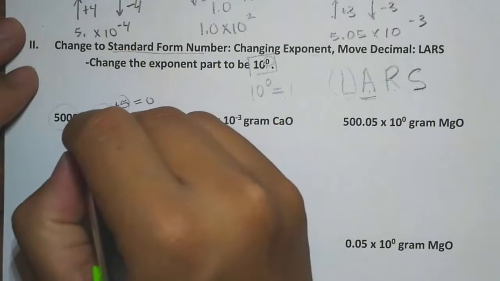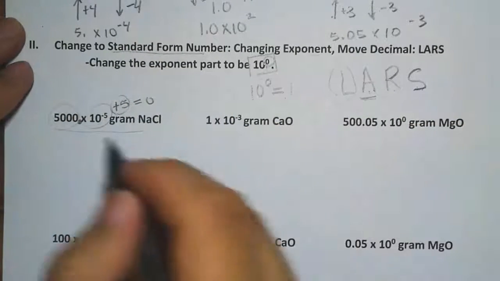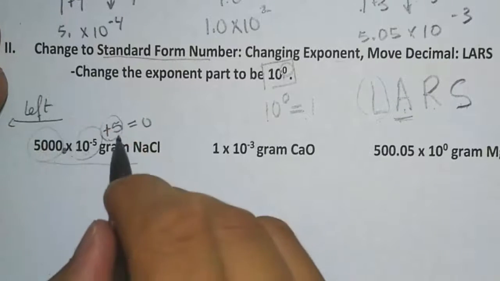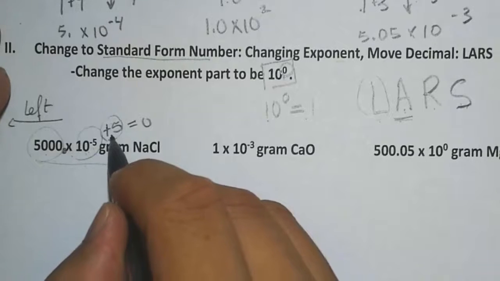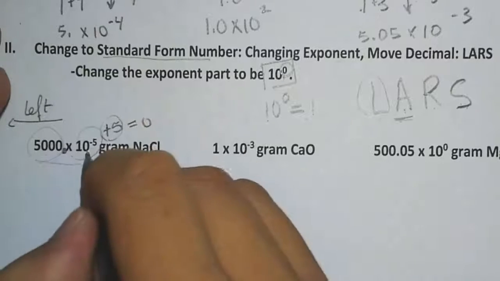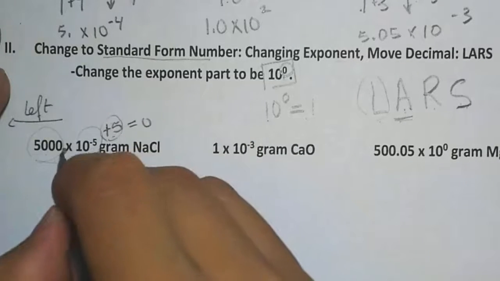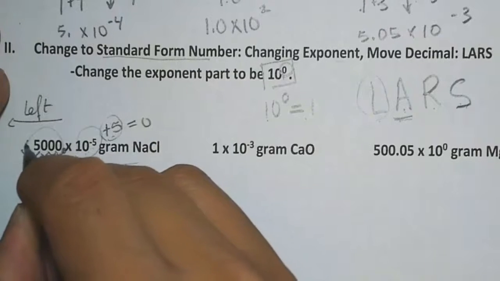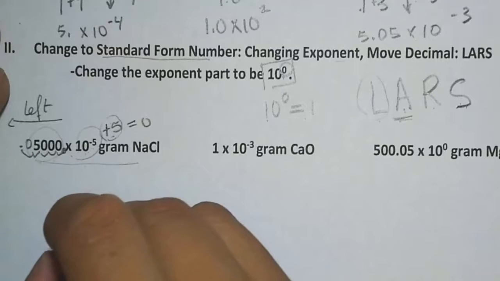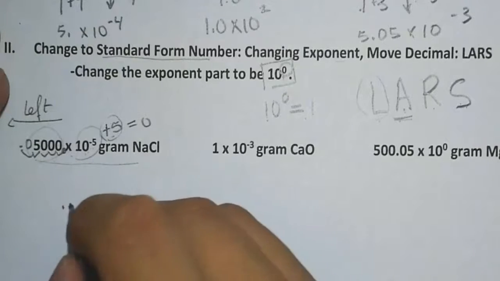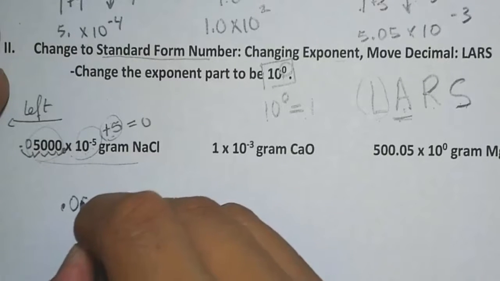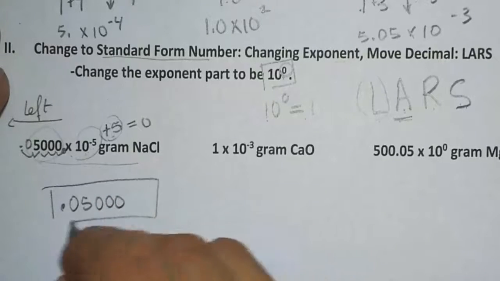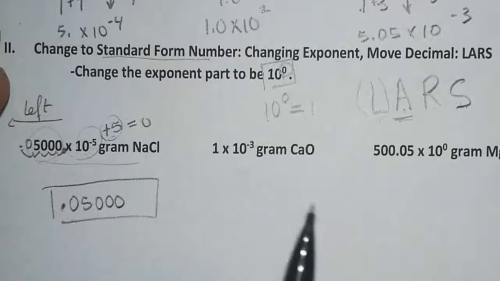Where is the decimal in this case? It is right here, and we are going to move it to the left. By how many places? By the number you just added. In this case, 5 places: 1, 2, 3, 4, and 5. And there you go. We can rewrite this in standard form as 0.05000. And that is our answer in standard form.